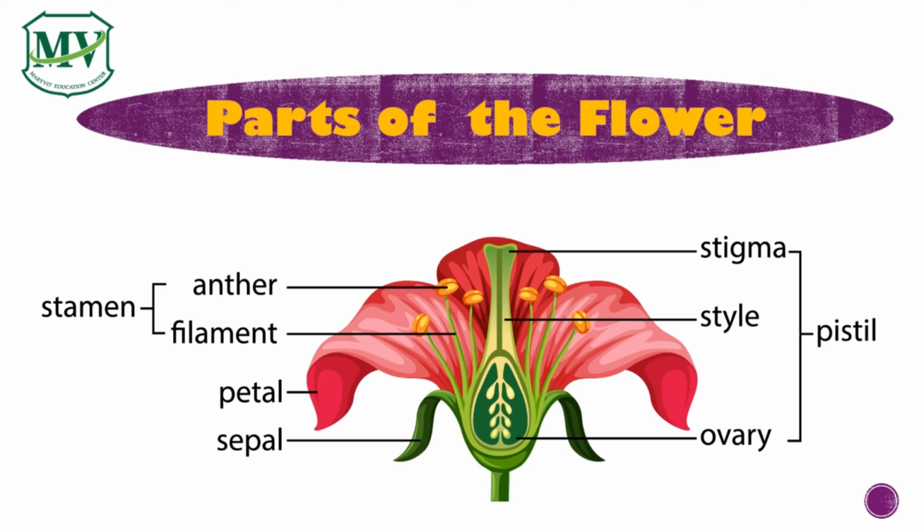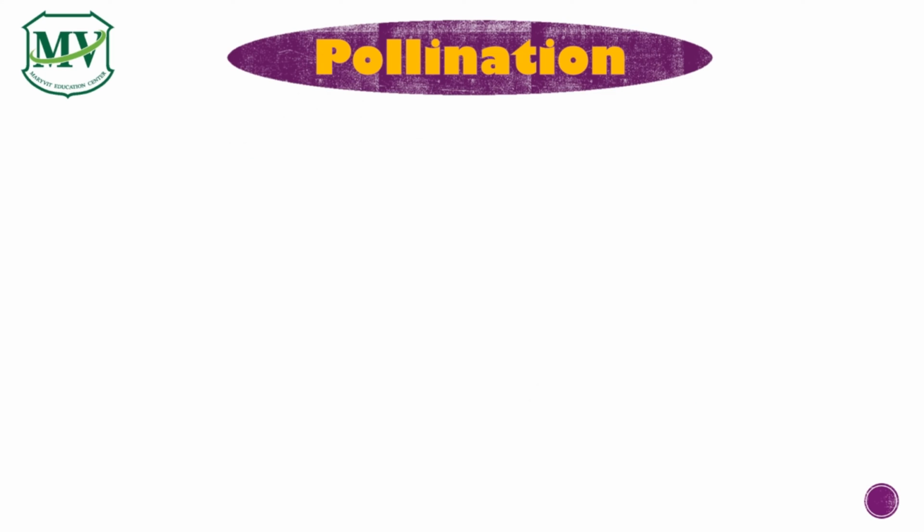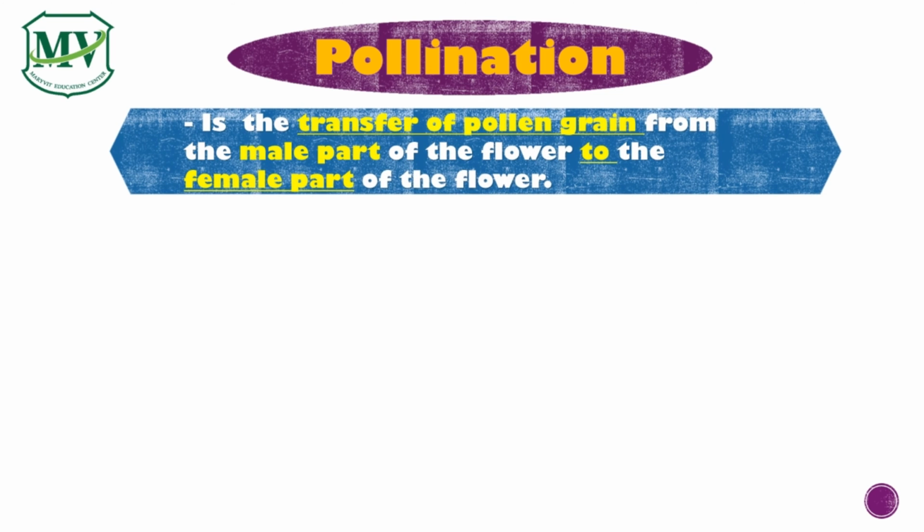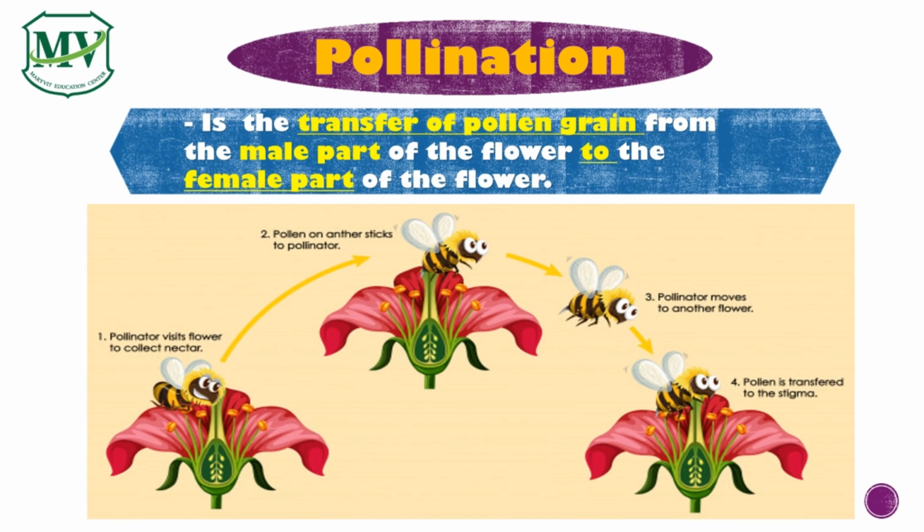We also have the petal and the sepal. Pollination is important for the flowering plant in order to reproduce. It is the transfer of pollen grain from the male part of the flower to the female part of the flower. It is when the pollen grain from the anther sticks to the pollinator and is then carried and transferred to the stigma of the same flower or another flower.